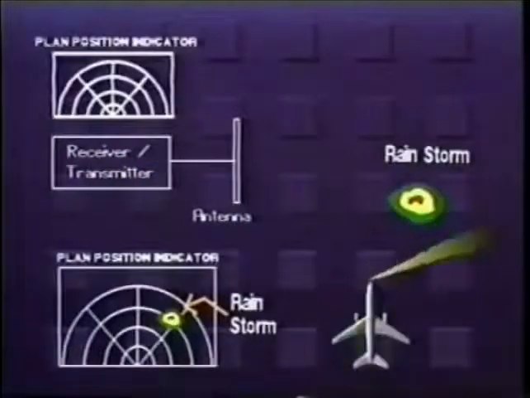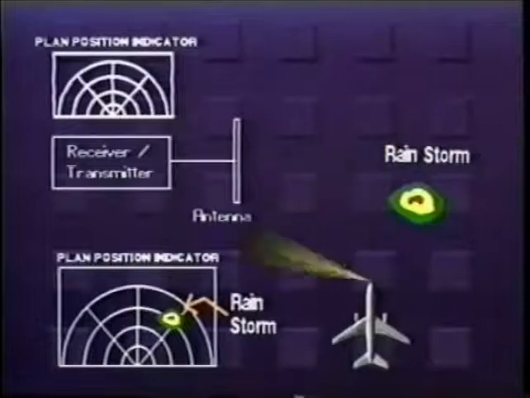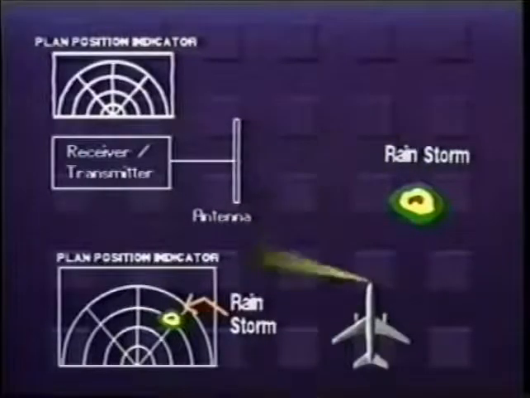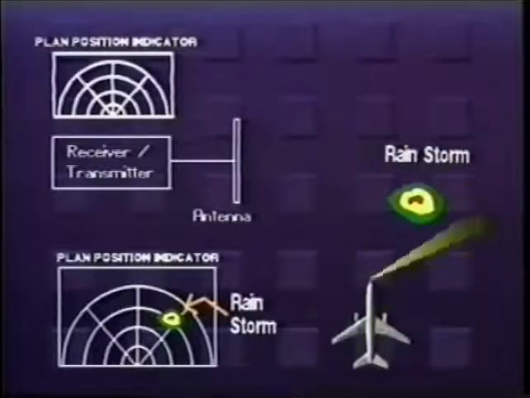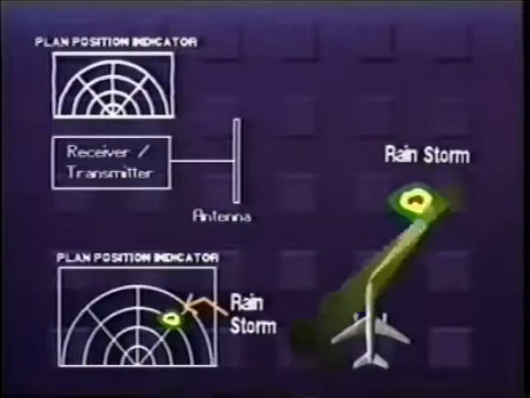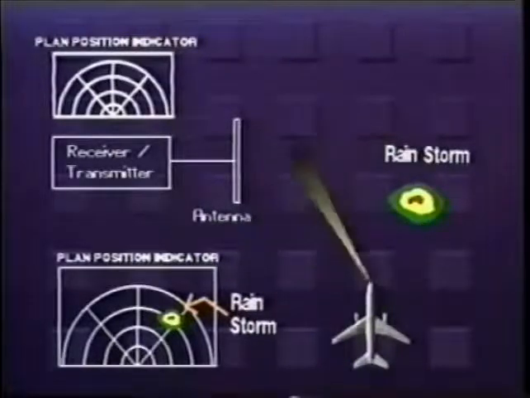The reflected radar signals, which are called radar echoes, are displayed on a scope called a Plan Position Indicator, or PPI. The radar display appears as a top-down view of the targets being scanned by the radar's beam.